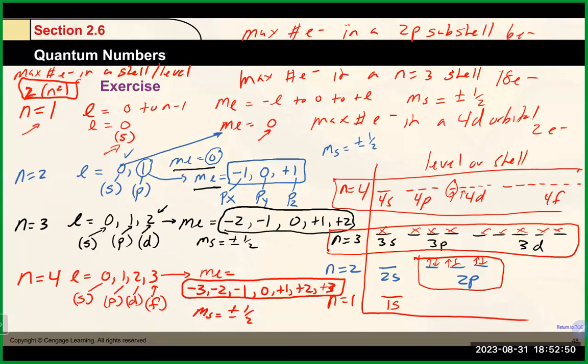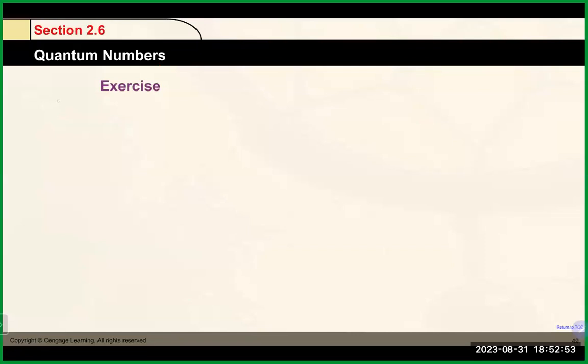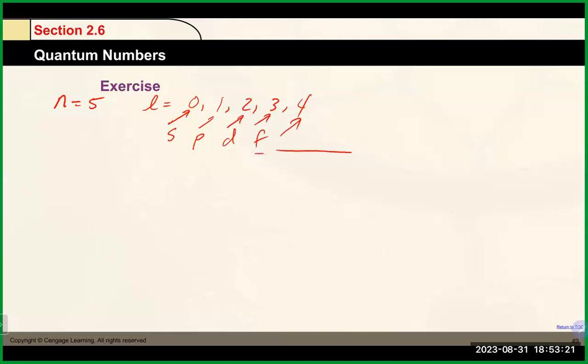So if I had, let's say, n equal to 5, the L values that you could have are 0, 1, 2, 3, and 4. So that is an s, that's a p, that is a d, that's an f, and it actually just goes alphabetical at that point after f. Not that we ever reach any of those in any electron configuration we do. But if you want to know what it is, it just goes alphabetical after that point. So g.